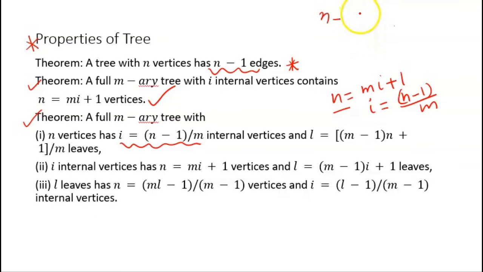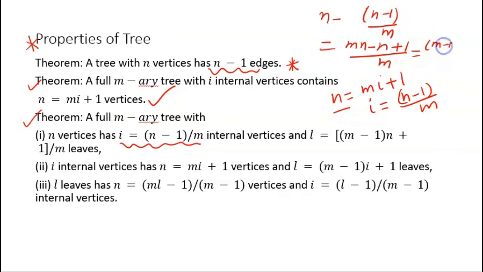So n minus (n minus 1) by m. If you simplify this, it will be (m into n minus n plus 1) by m, which can be written as (m minus 1) into n plus 1 by m. So that is what they are saying, that (m minus 1) into n plus 1 by m leaves. If you remember this result, then of course you can find out this result.